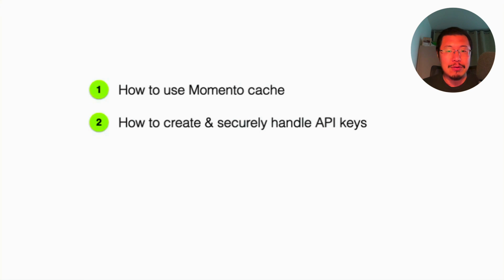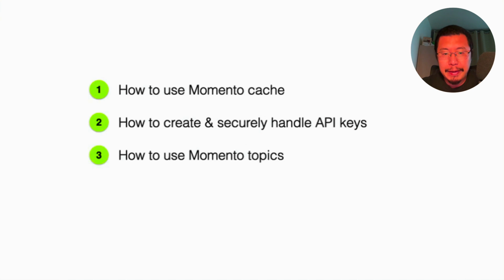And we talk about how to securely handle these API keys and why I would avoid putting them in environment variables in plain text, and why I prefer to load them at runtime instead and use something like Middy's SSM middleware. We also saw how you can use Momento topics to subscribe to and publish real-time messages.